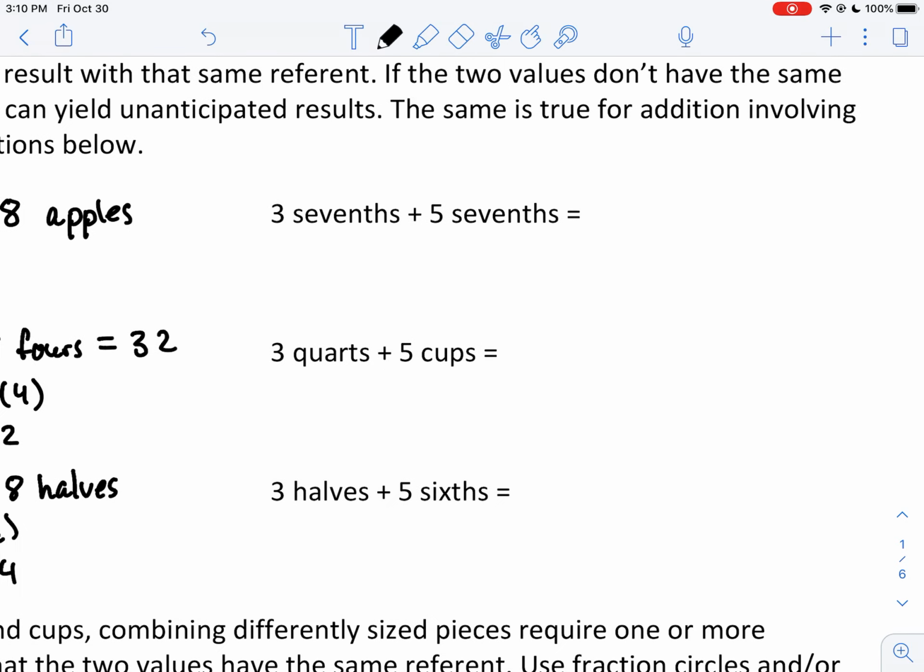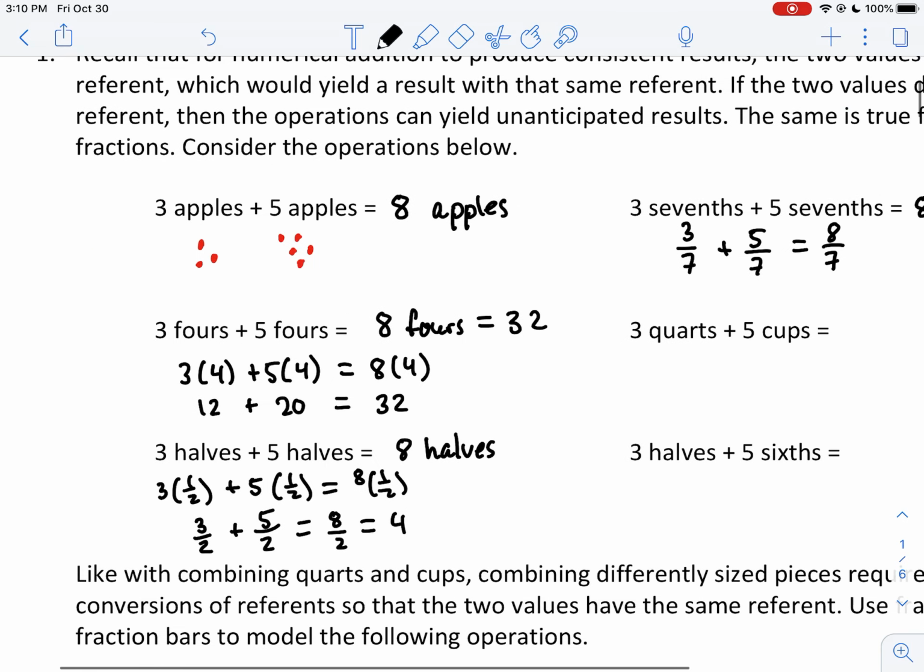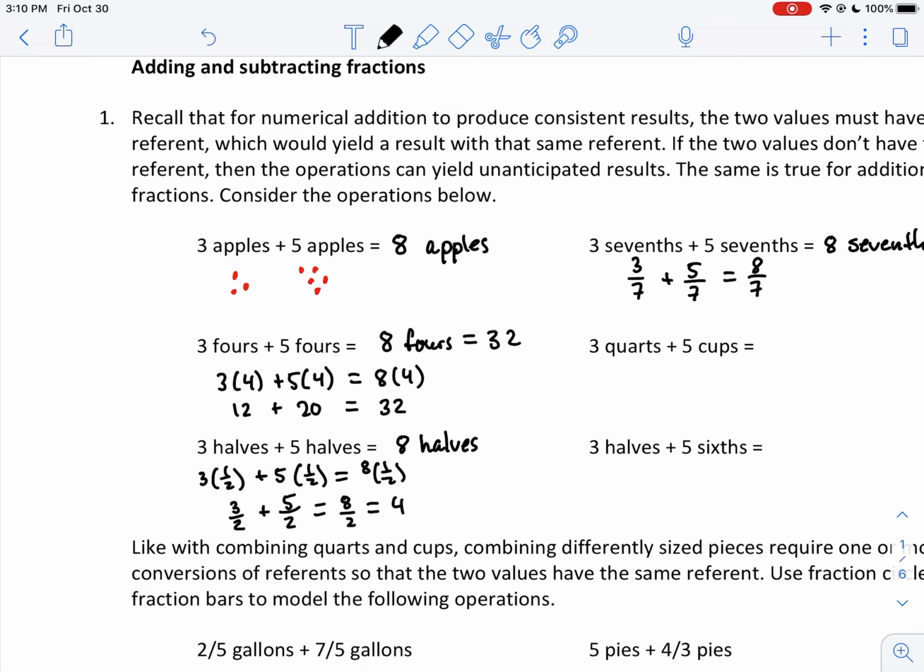Same for 3/7, right? Let me just go ahead and write this as 3 over 7. So 3/7 plus 5/7, that just gives you a total of 8/7. All right, or you can write it this way, 8/7.